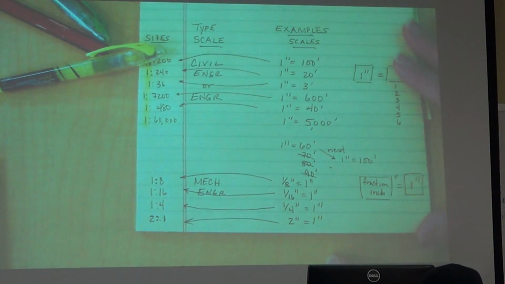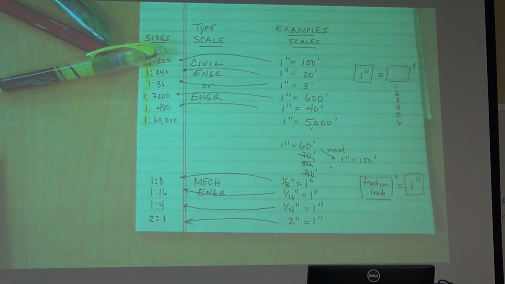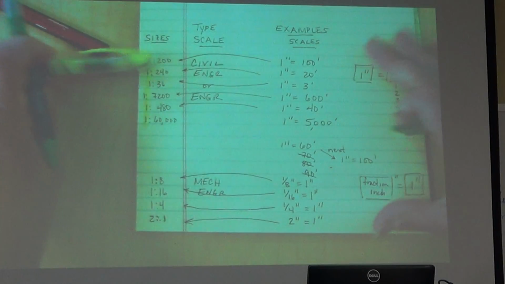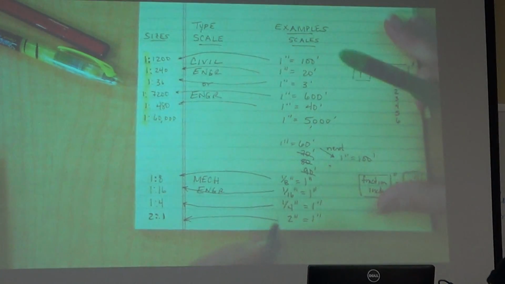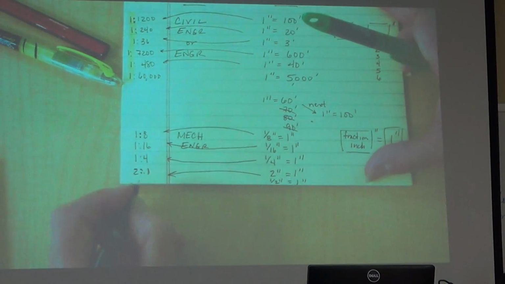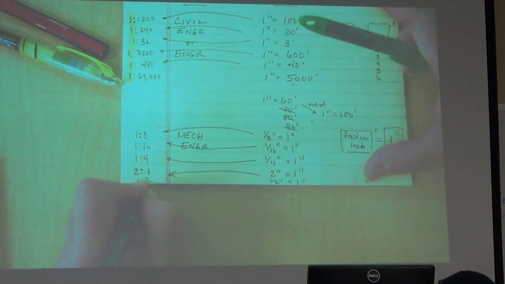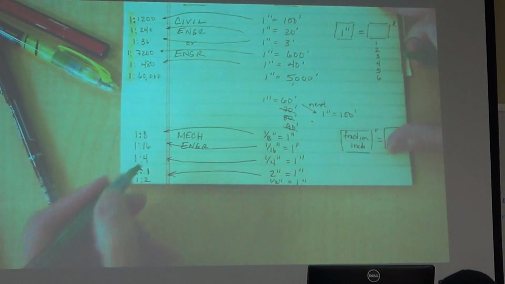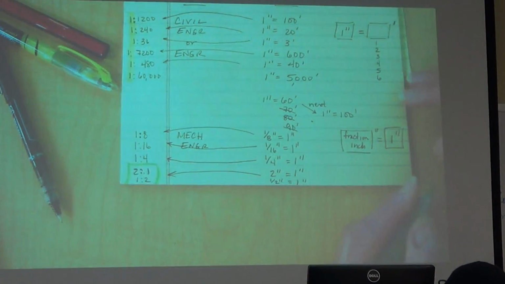Okay, so now, I'm going to do 1/2 to 1, and what is a 1/2 to 1 going to come out to be? 1 to 2. I want to know what the difference is between these two.